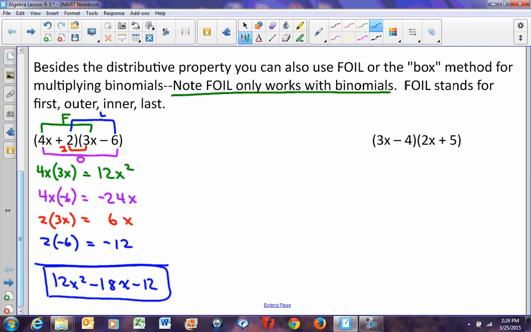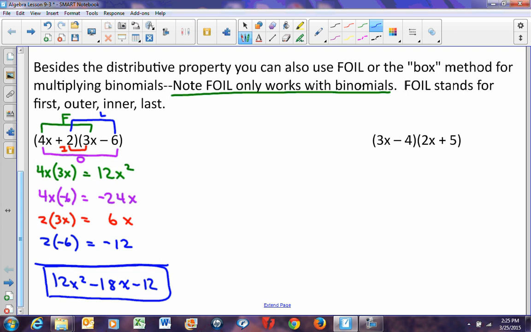I prefer the distributive property because FOIL only works binomial to binomial, 2 terms to 2 terms. Anything after that, you have too many inner and outer terms and it gets really confusing. The only thing that stays is your first and last. The second method you can use is something called the box method.